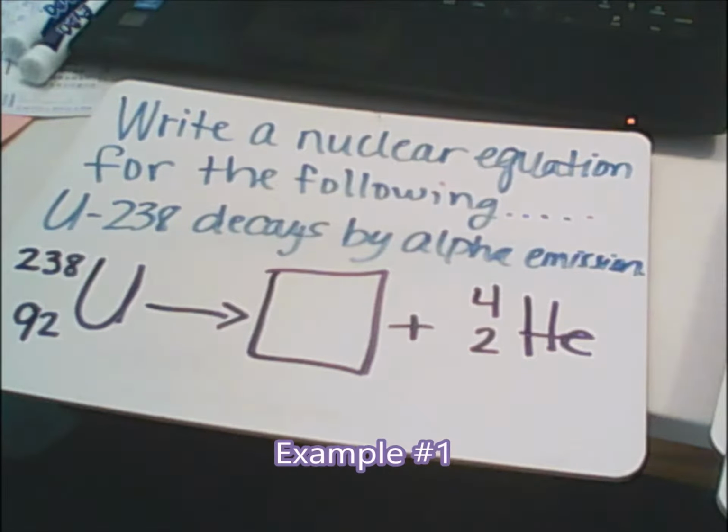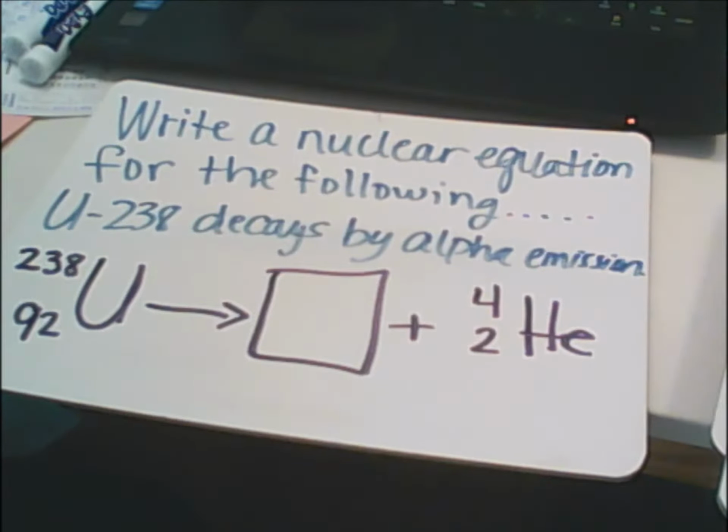I will have a copy for you all, but this is just so you'll have access to it at home. The first question on the board is about nuclear equations, and it deals with radiation in different forms: alpha, beta, and positrons. Those are the three main types of radioactive equations that we will do. The first problem on the screen says, write a nuclear equation for the following: U-238 decays by alpha emission.